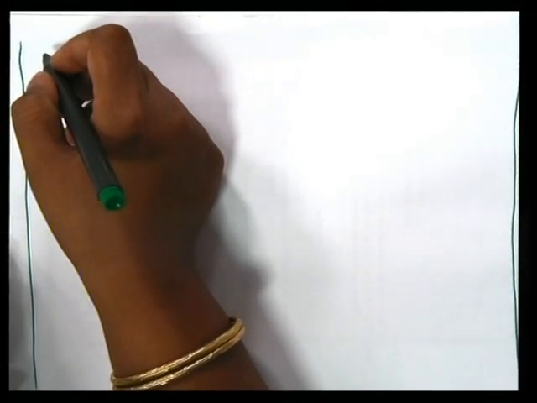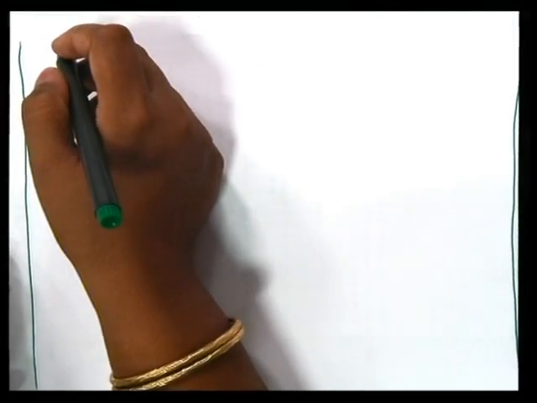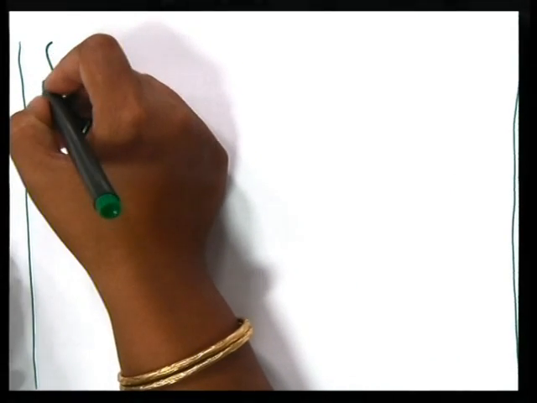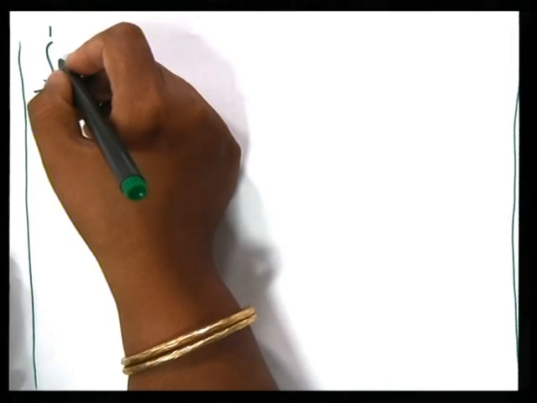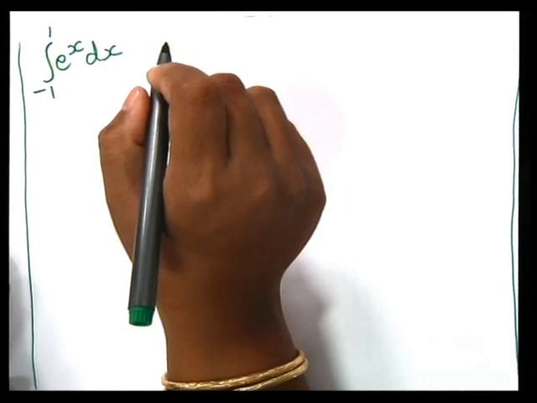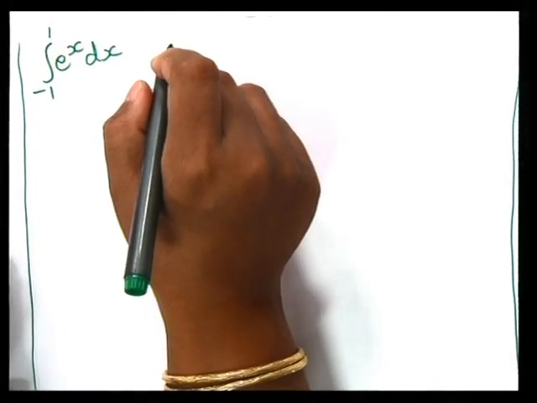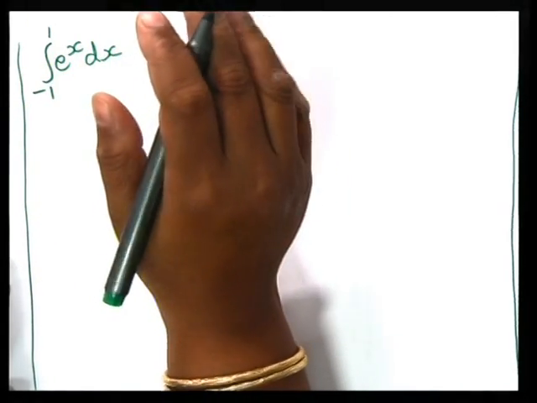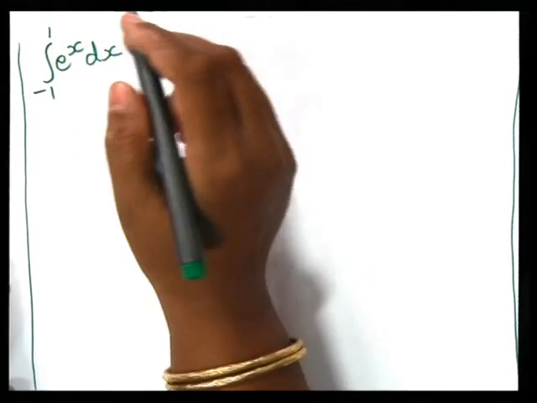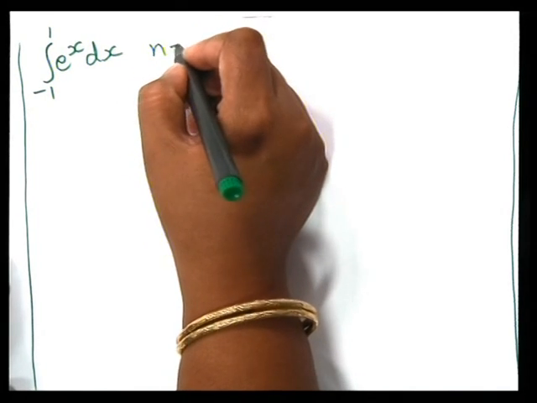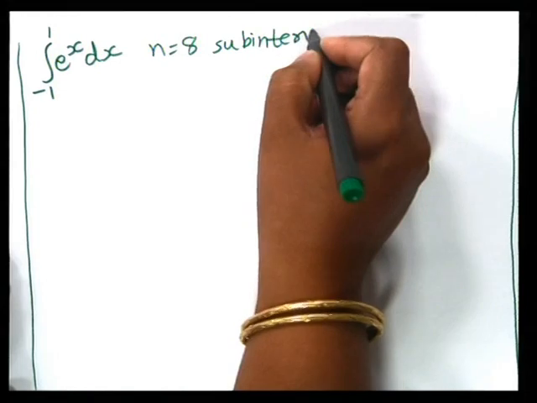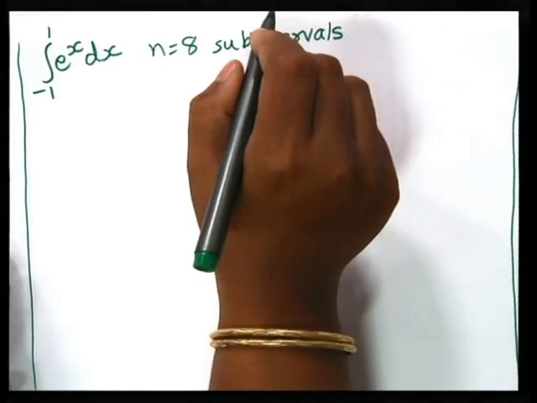Okay, to solve an example of Simpson's 1 by 3 rule, let us take this integral. Suppose we want to integrate minus 1 to 1 e raised to x dx. Means we want to integrate the function f of x, which is e raised to x. So we have to integrate between the values -1 to 1. Now I am dividing this into n is equal to 8 subintervals.